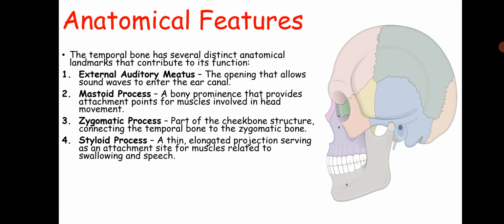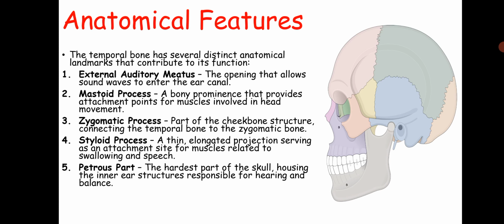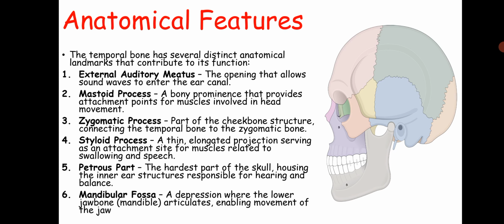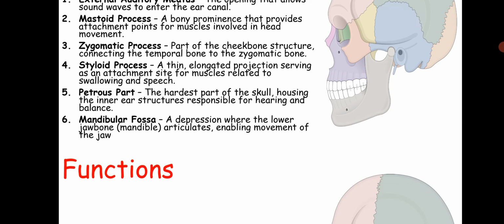Next feature is the zygomatic process, that is part of the cheekbone structure that connects the temporal bone to the zygomatic bone. Next feature is the styloid process, that is a thin elongated projection serving as an attachment site for muscles related to swallowing and speech. Next feature is the petrous part, that is the hardest part of the skull that houses the inner ear structures responsible for hearing and balance. And next, the mandibular fossa, that is a depression where the lower jawbone articulates with the temporal bone and thus enables movements of the jaw.